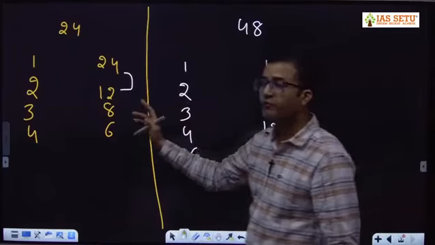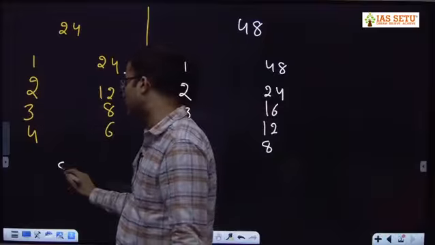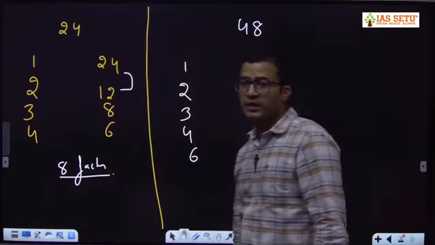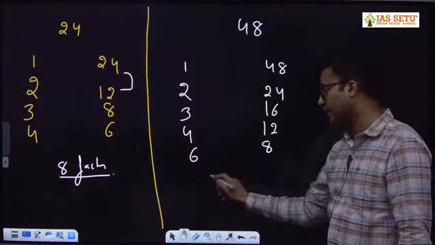So 24 has how many factors? 1, 2, 3, 4, 4 plus 4, 8. 24 has 8 factors. 48 has how many factors? 10.